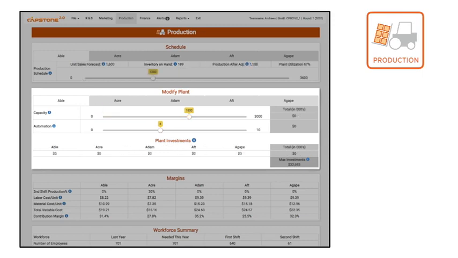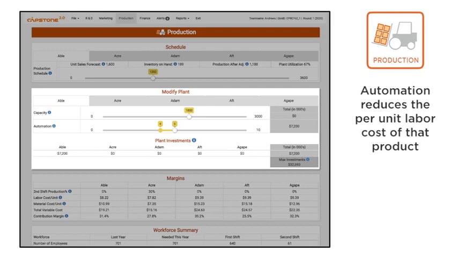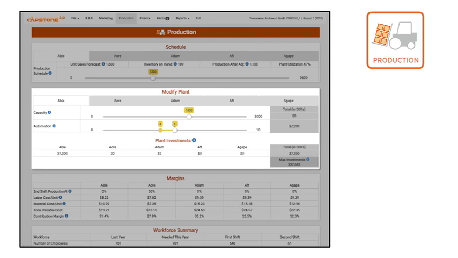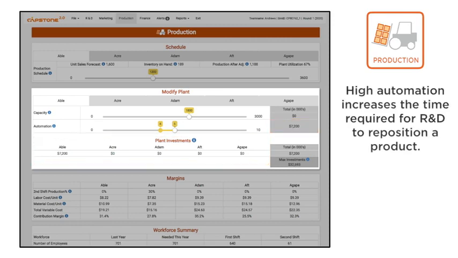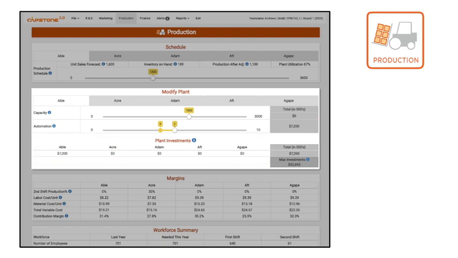Companies can also increase the automation on a production line. Automation reduces the per unit labor cost of that product, but as attractive as that sounds, 2 factors should be considered. 1. Automation is expensive. You can review the cost here. 2. High automation increases the time required for R&D to reposition a product. This is because highly automated production lines have more machines that need to be retooled to produce the updated specs.